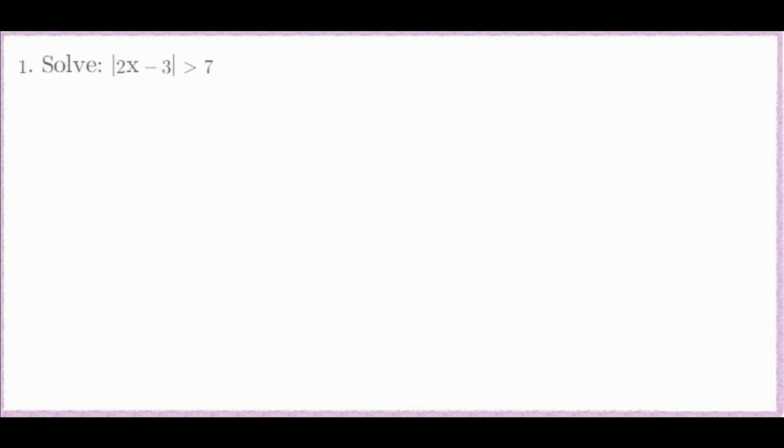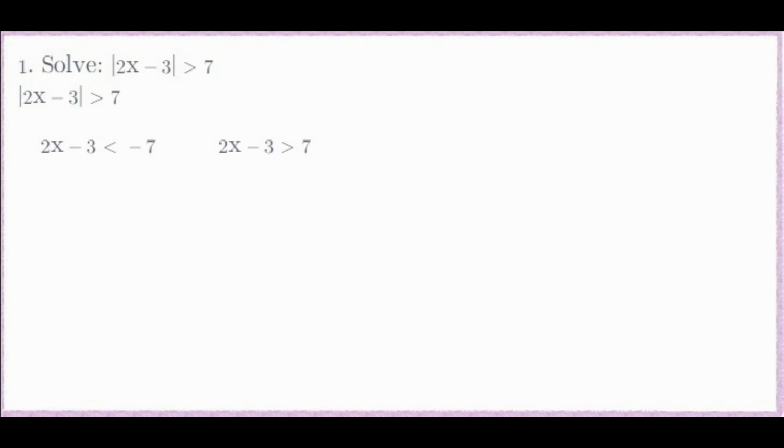When you have an absolute value that's greater than some constant, you're going to split that into two pieces. So you're going to say that what is on the inside is less than the negative form, and what is on the inside is greater than the positive form.